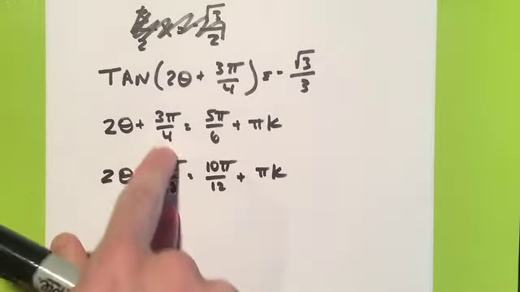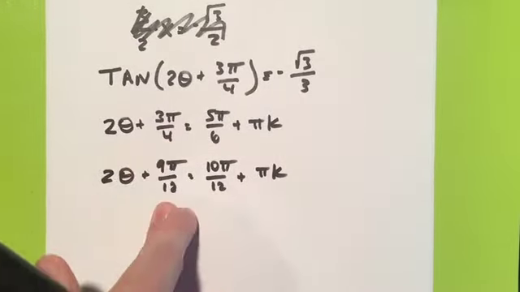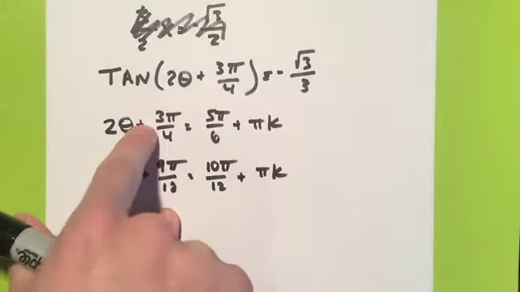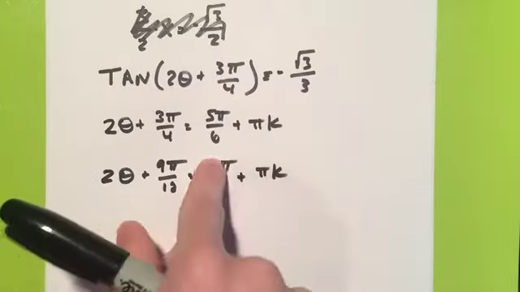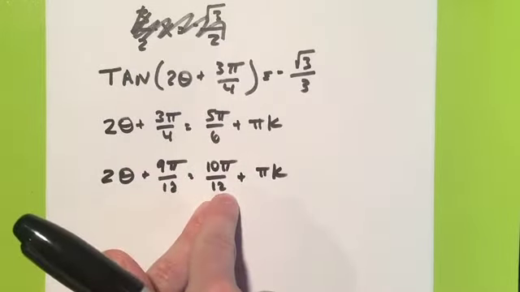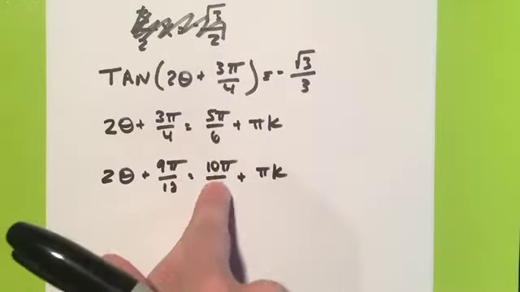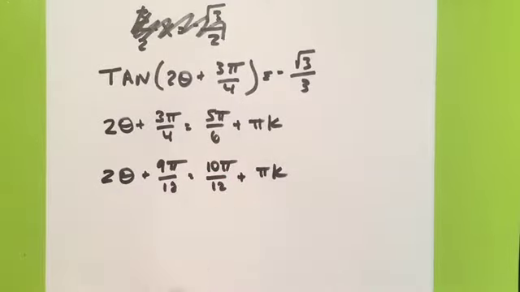How I got there, I notice what times 4 gets us 12? Well, that happens to be 3. So I'm going to multiply by 3 over 3. 3 times 3 is 9. 6 times what gets us 12? Well, it's 2. 5 pi times 2 gets us 10 pi. I have unreduced the fractions.